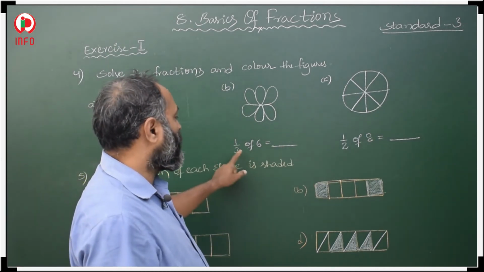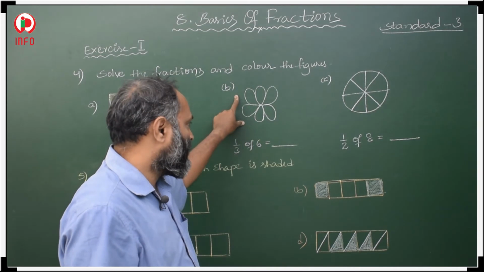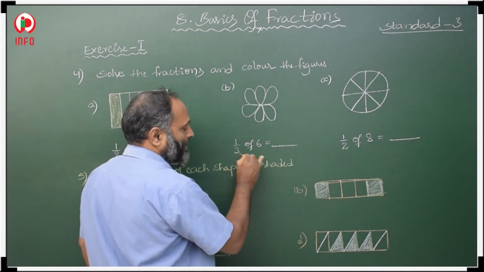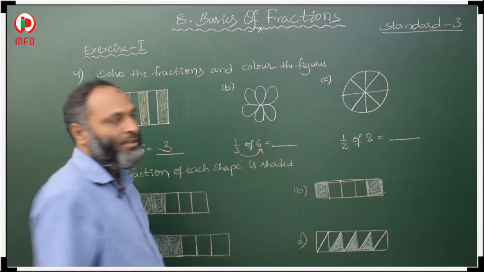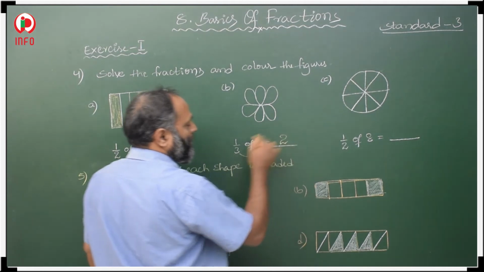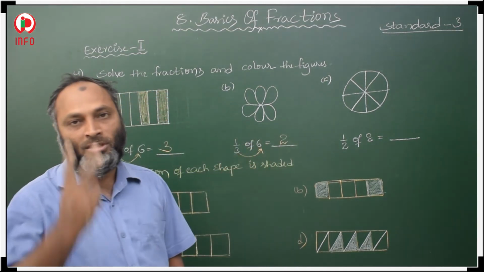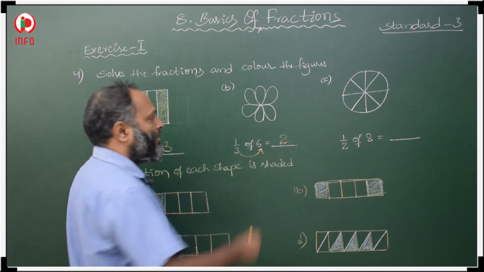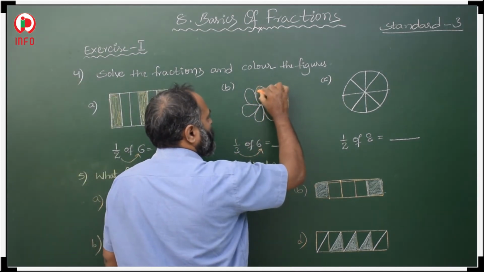Here, 1/3 of 6 in this flower. So for 1/3 of 6, first we have to check in the 3 table when you will get this 6. 3 1s are 3, 3 2s are 6, it means 2. So 1/3 of 6 means 2 parts we have to shade. Any 2 parts we have to shade.